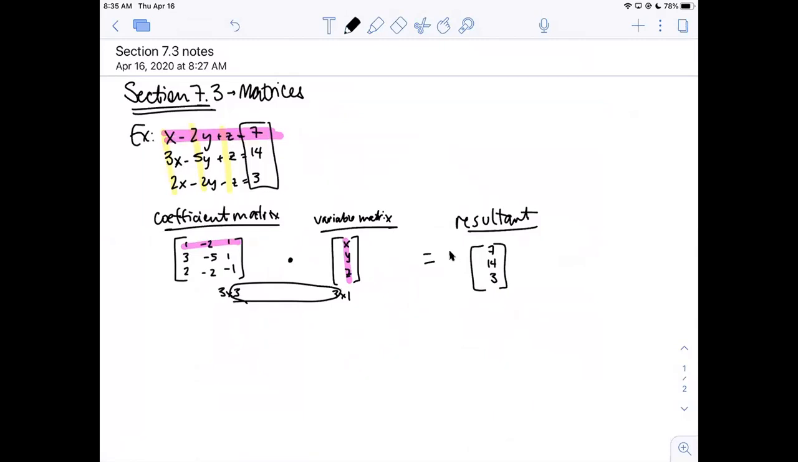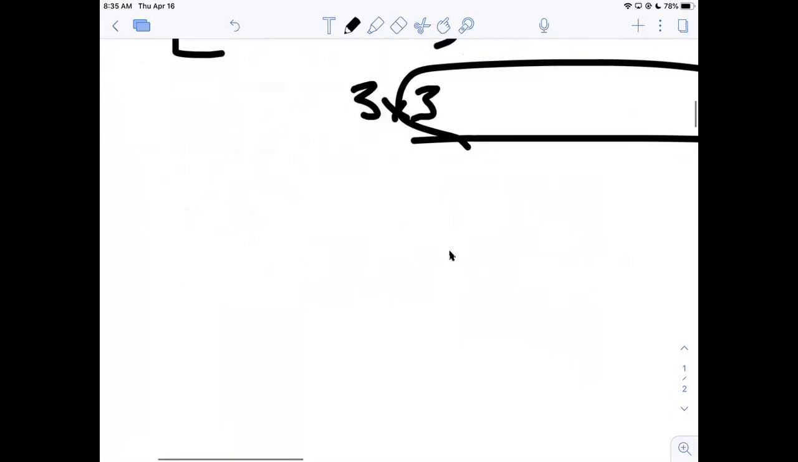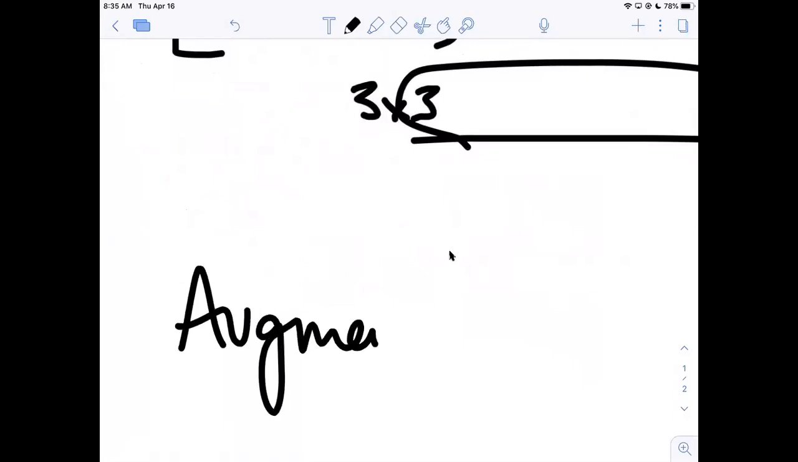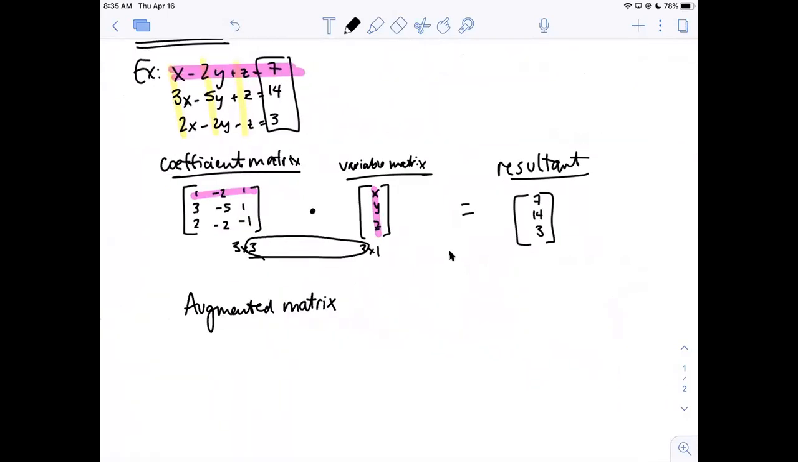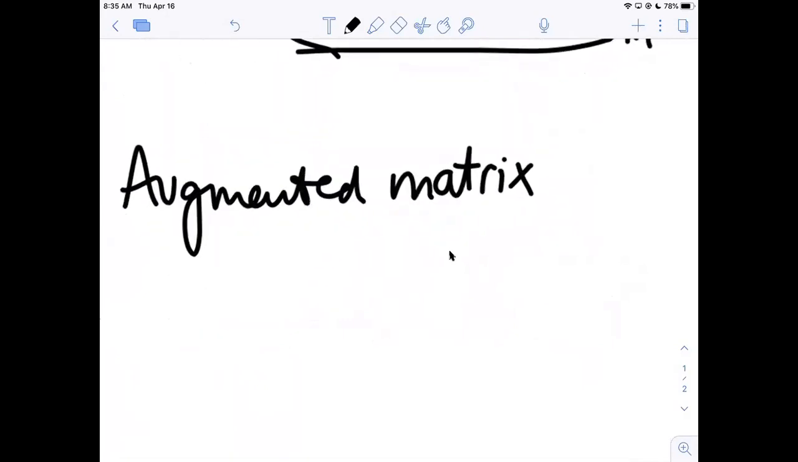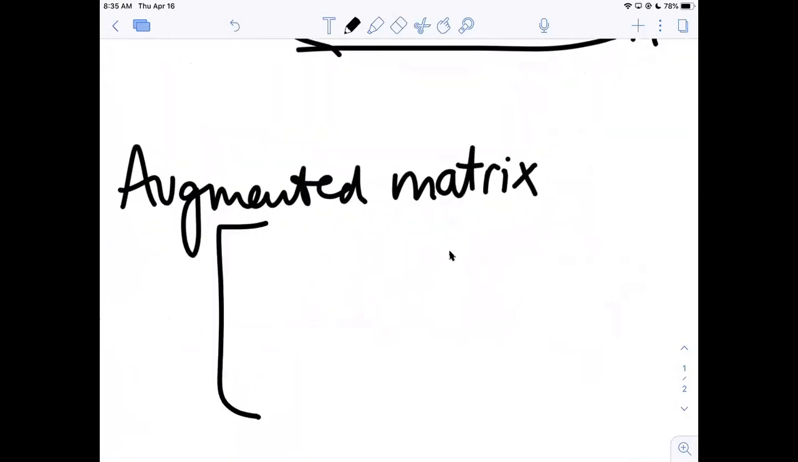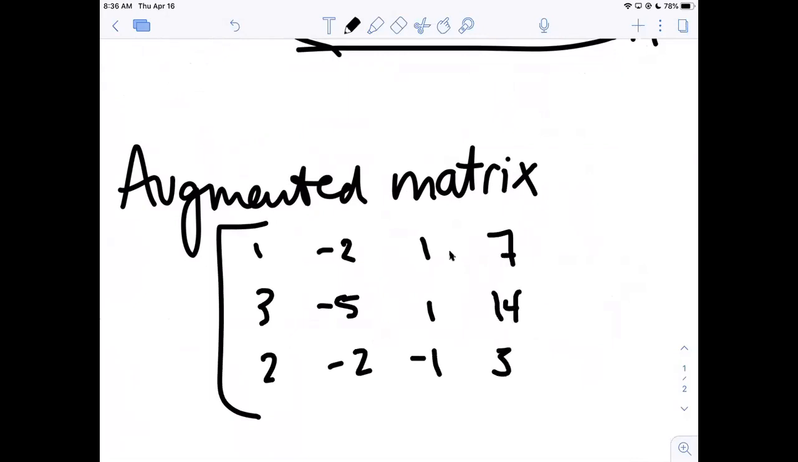Now, because I can't write a variable matrix in the calculator, we often don't do this because we're not doing a ton of by hand matrices. We're doing a lot of calculator ones. So I think I just said this, but we combine them with the augmented matrix. So the augmented matrix includes all of the coefficients and the answers in one big matrix. So I've got 1, 3, 2, -2, -5, -2, 1, 1, -1, 7, 14, 3.